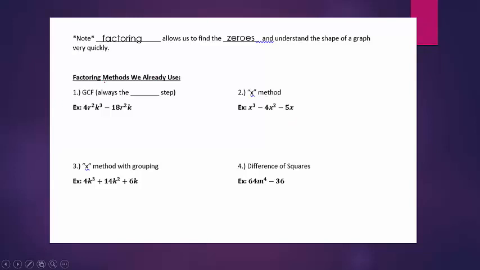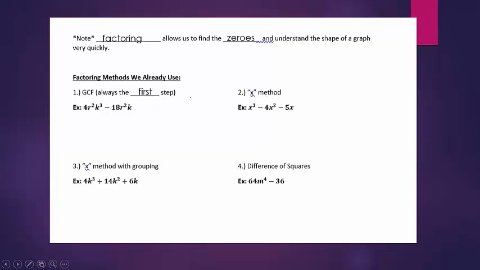So just to review, there's factoring methods that we've already been using. And one of them is just factoring out the GCF, and that should always be your first step in any problem. You always want to make sure if there's a GCF, we factor that out first, because chances are it's going to make your life a lot easier.